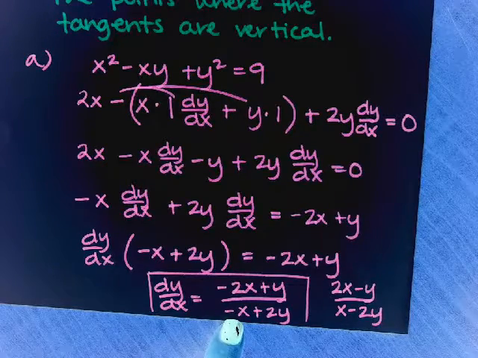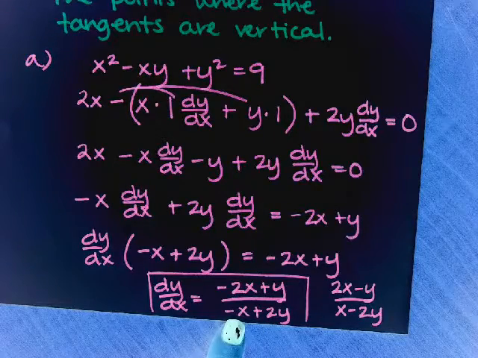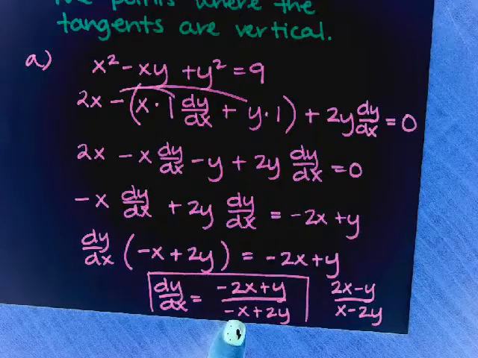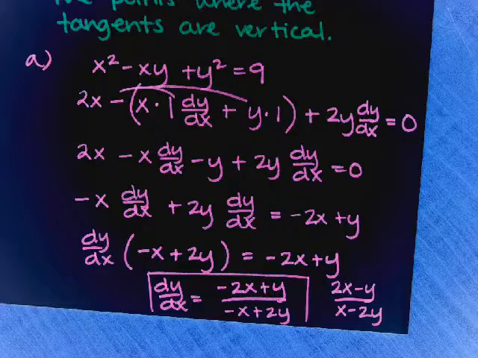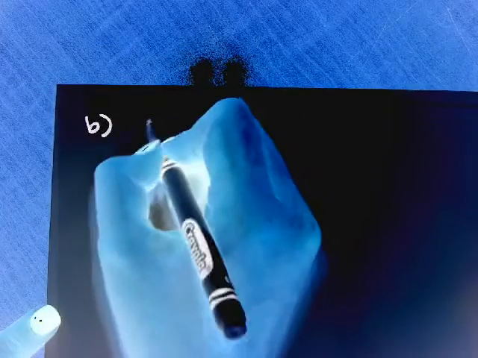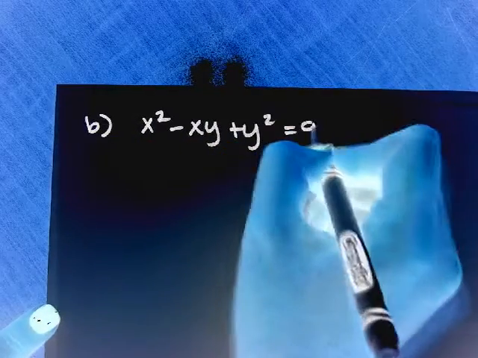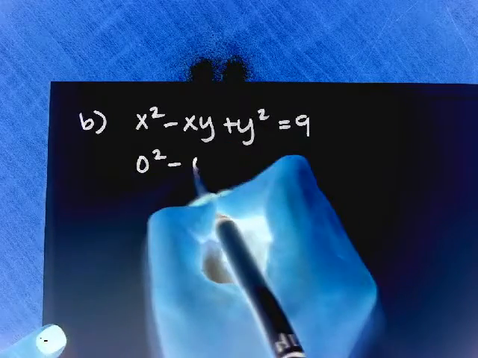We have an x coordinate of 0, but we don't know what the y coordinate is. And to find the tangent line, we have to have an x coordinate and a y coordinate. So we're going to go back to the original equation, and we're going to plug in 0 for x and see what our y values are. And then we can plug them into the derivative. So this is part B. The original equation was x squared minus xy plus y squared equals 9. And we're going to plug in 0 for x, and we're going to solve for y.